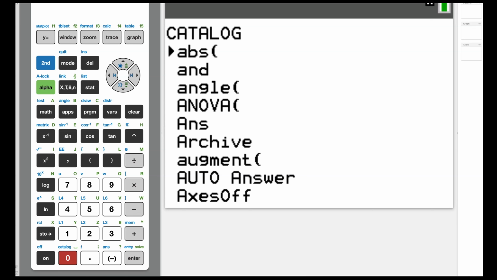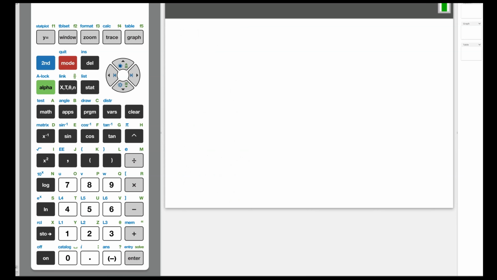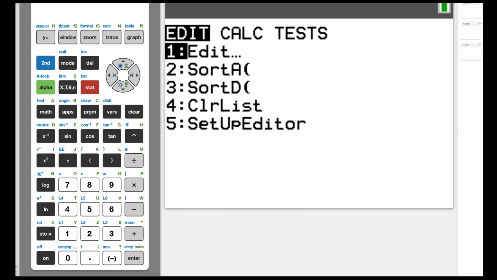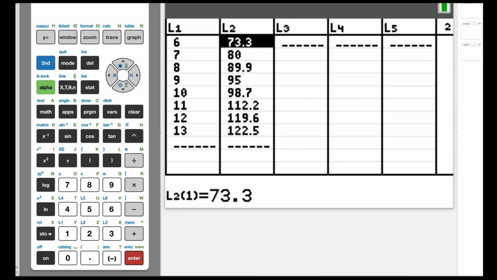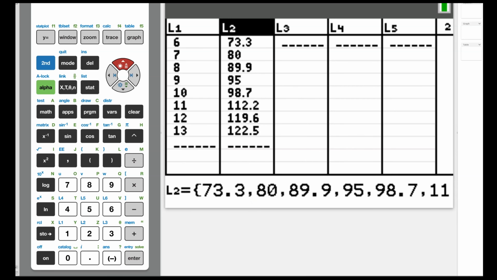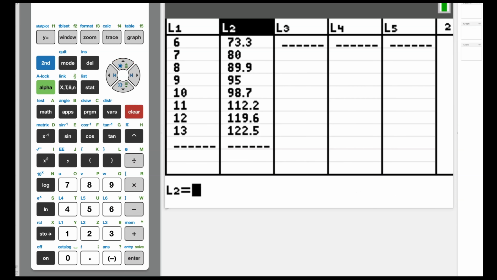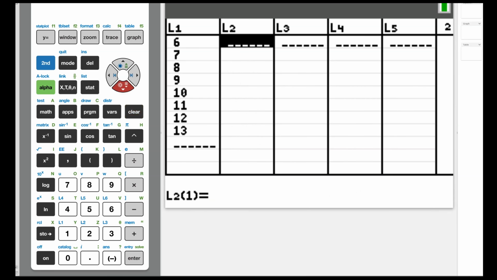All right. For now, once you get that done, you're going to go to stat, and then we're going to click on edit. Now, you may have numbers in here. I do. You may not. Mine has numbers in list 1 and list 2, so I want to clear those out. So if you hop up to the list title and press clear, and then when you drop back down, those numbers are going to disappear.